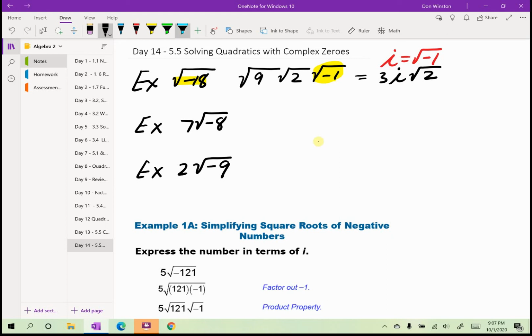Okay, so let's just recap what I just did. We took the square root of 9, and we got 3. And then we said that the square root of -1 was i, and that left us with the square root of 2. Simplified. Let's look at another one.